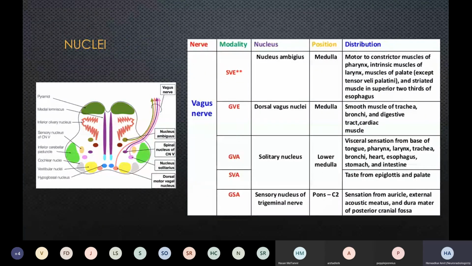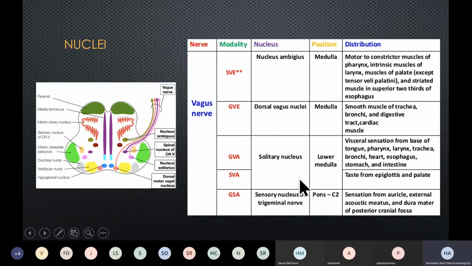So what are the various nuclei? This is exactly the same slide as I had for the glossopharyngeal. So it will have the same nuclei, the nucleus ambiguus, which controls the muscles. Of course, the muscles that it controls are different. We had stylopharyngeus, which was controlled by the glossopharyngeal, but here we have a lot more muscles now under control by the vagus nerve, of the pharynx and of the palate. The dorsal vagus nucleus controls the carotid sinus via the glossopharyngeal, but via the vagus it's going to control the cardiac muscle itself, but also the smooth muscles of the trachea and the digestive tract.